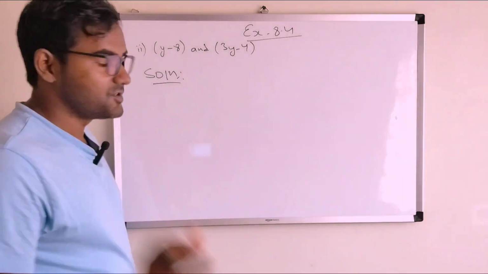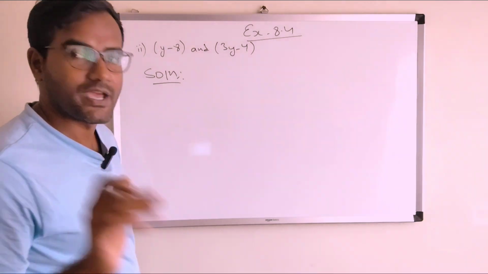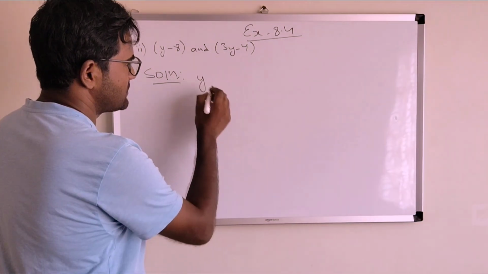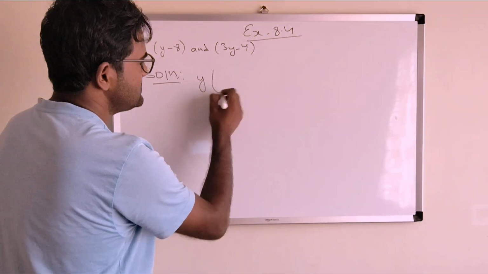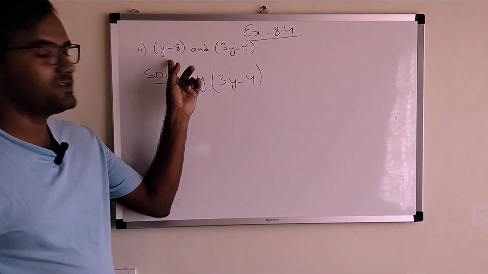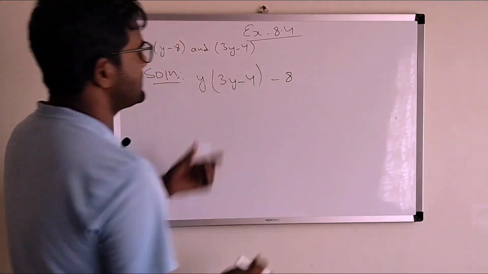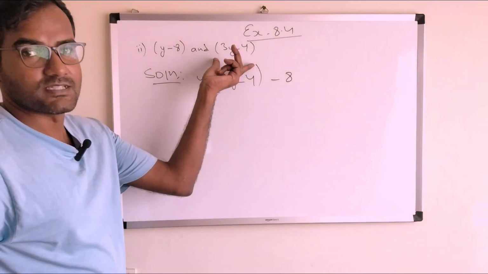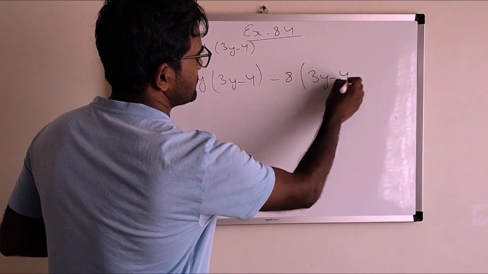First of all, we will take the first term. What is the first term? The first term is y. So we take here y, and from the second one we take the whole thing, that is 3y minus 4. Now we take the second term. We will write minus 8 here, and this whole term once again, so it is 3y minus 4.